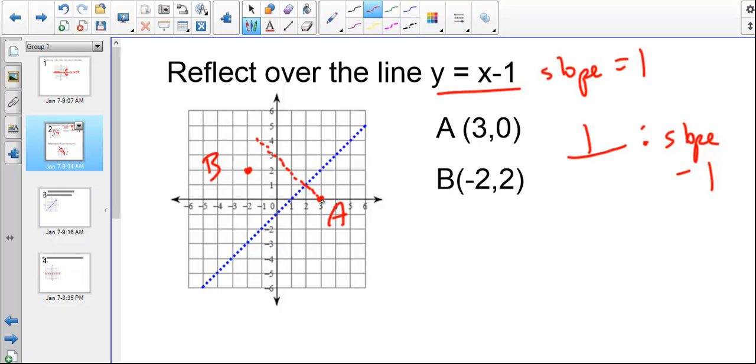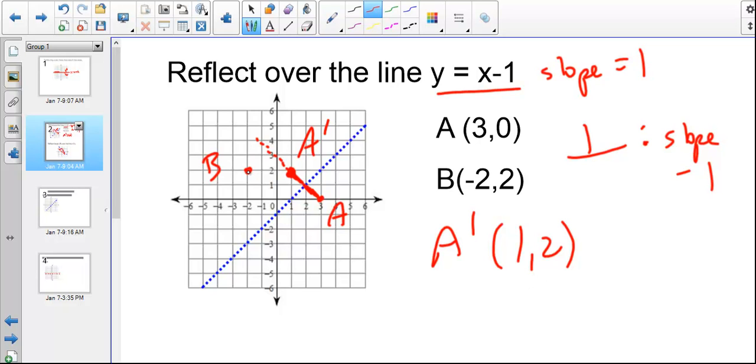In this case, this distance is across one little square, which means if I go in that same direction with the same slope by the same distance, here's where my A prime is going to land. And so my A prime is going to be the point (1, 2). I can use the same logic for B.